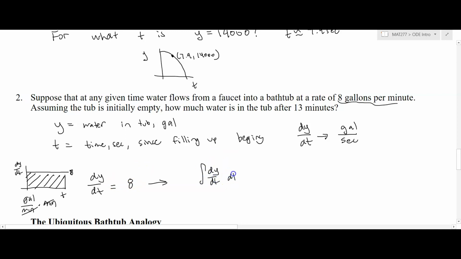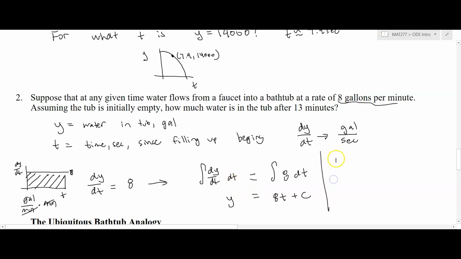So what I'm asking is, what function did I have to take the derivative of to end up with 8? Well, that same question can be answered by saying, what is the integral of 8 with respect to t? And that's going to be 8t plus c, and the integral of a derivative is the original function, and so we get y equals 8t plus c.